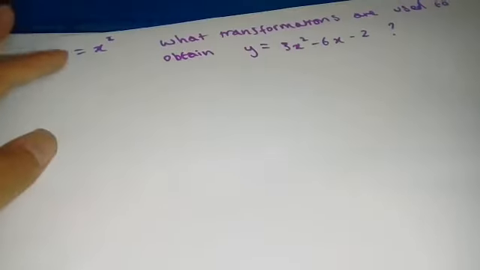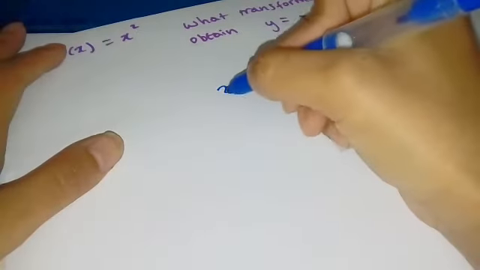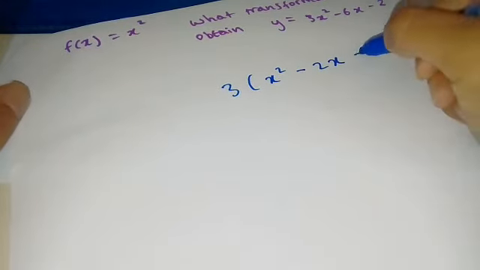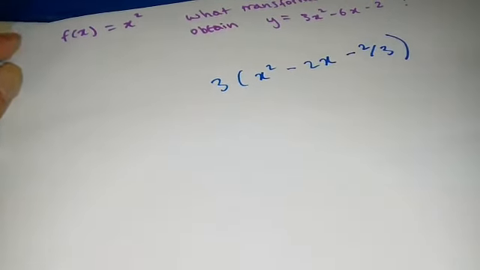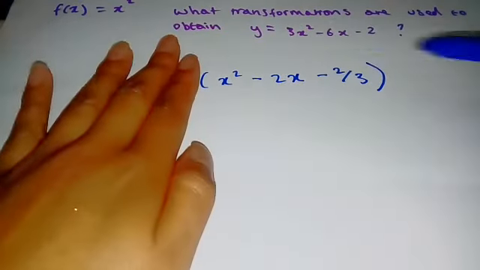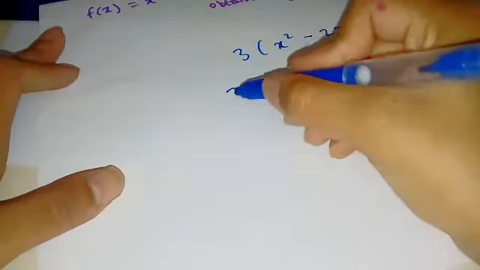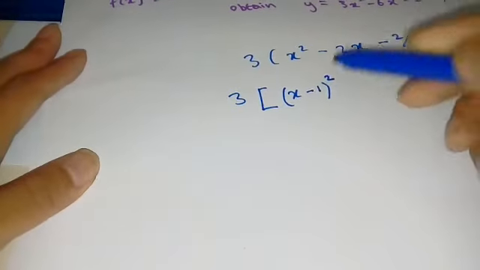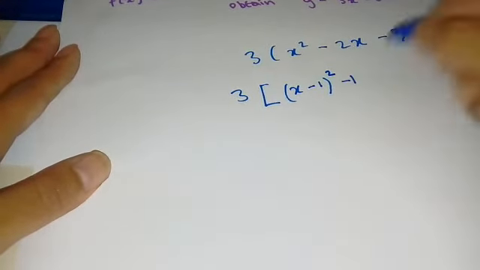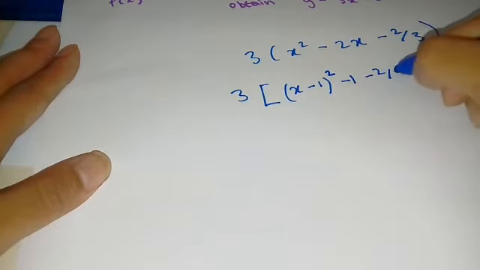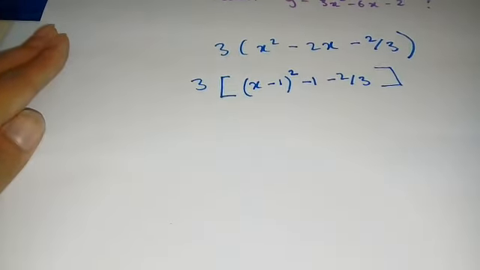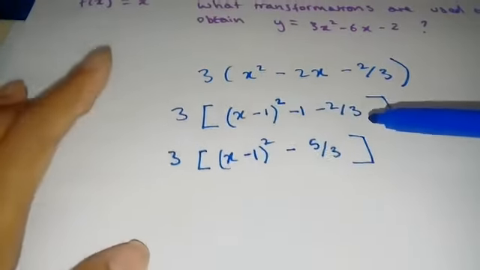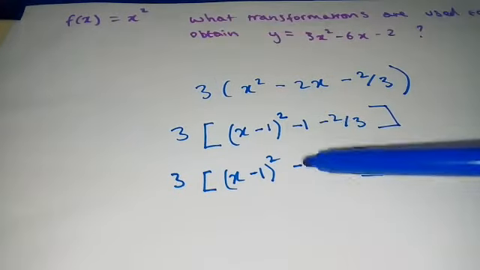So first you have to take the 3 outside. That is the first step. Next we're going to go on to complete the square for this. And we're going to take away the square of 1, followed by this, which simplifies to this. Now this is a much better format because now we can find out what transformations were used to map x squared onto this.